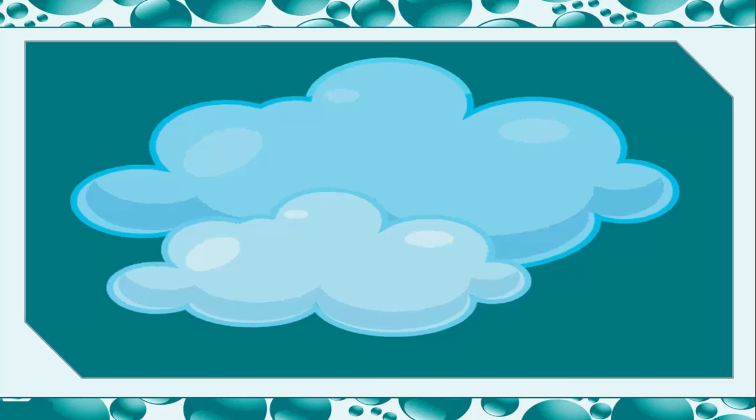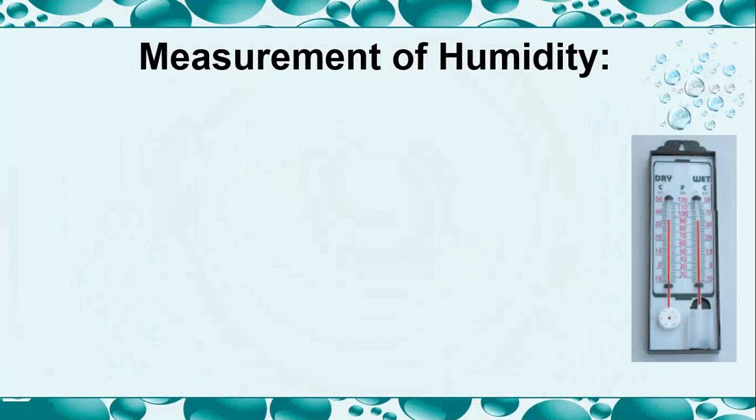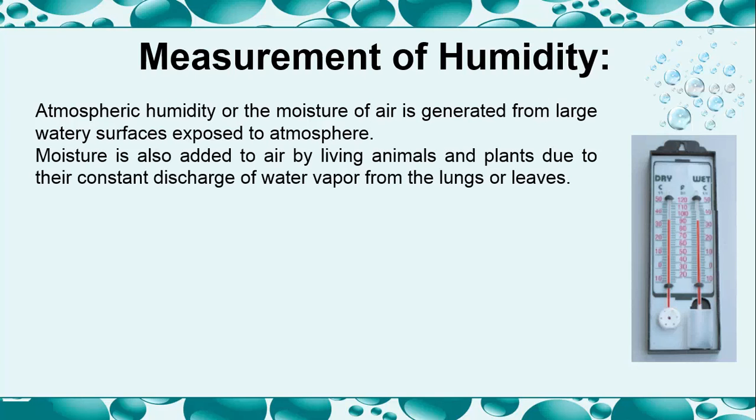Finally, the measurement of humidity. Atmospheric humidity, or the moisture of air, is generated from large watery surfaces exposed to the atmosphere. Moisture is also added to the air by living animals and plants due to their constant discharge of water vapor from the lungs or leaves.